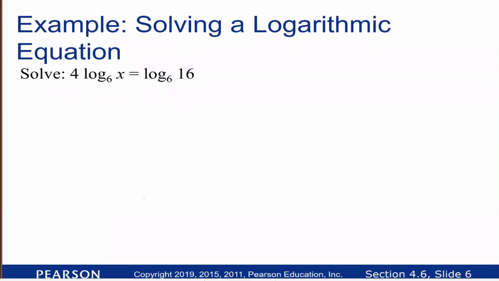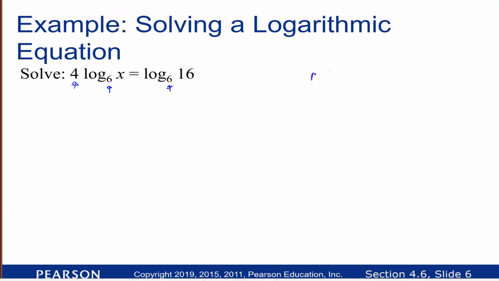So with those ideas in mind, we're going to go through and solve a few log equations, and then we'll look at solving some exponential equations later. So here we have 4 times log base 6 of x equals log base 6 of 16. You should notice that we have a log on each side of the equation, and the base of the log is 6. However, we have a coefficient out in front of the log expression on the left.